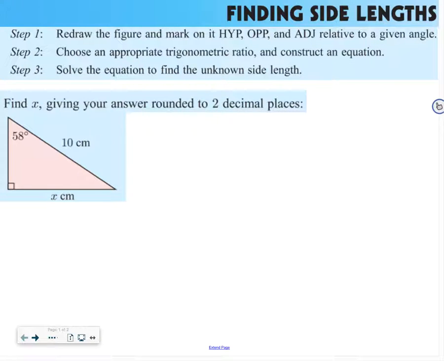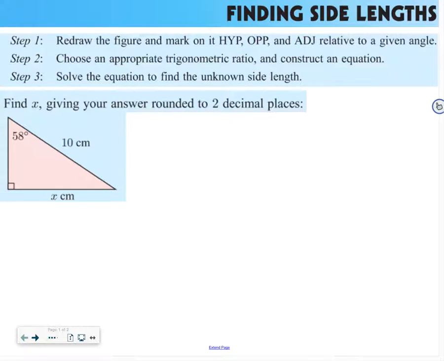All right, mathletes, here we are finding the side lengths of right triangles using our SOHCAHTOA. Okay, so there are three steps that you want to remember. First is redraw the figure and mark on it a hypotenuse, the opposite and adjacent side relative to the angle you're given. Two, choose an appropriate trigonometric ratio and construct an equation.